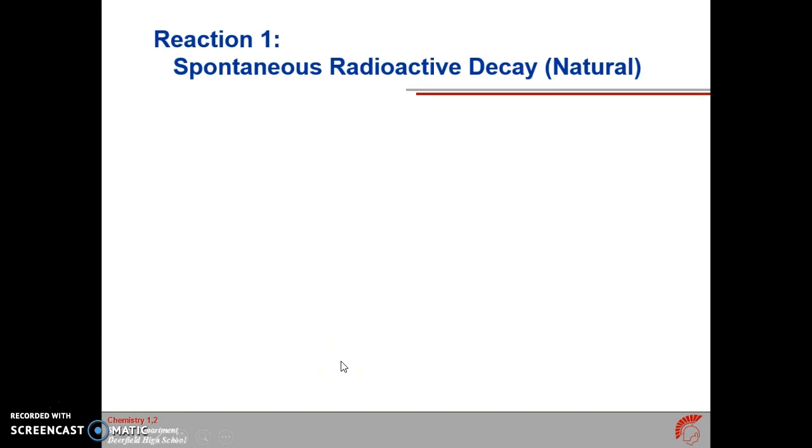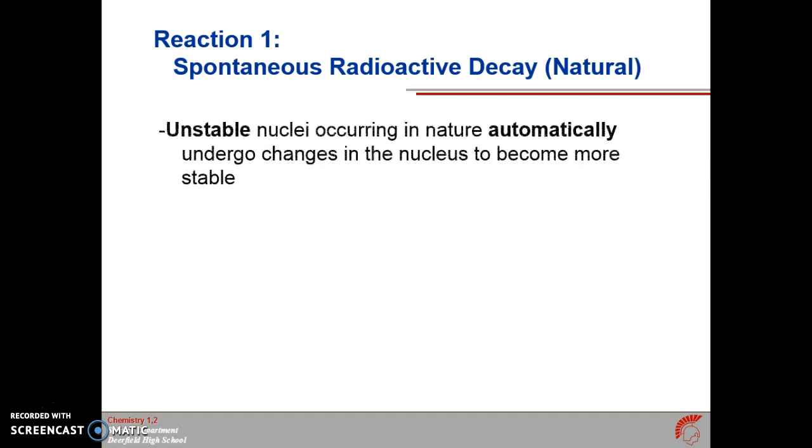Okay, couple different reactions we're going to take a look at. We'll probably get through this first one before we'll have to flip to a new video. So spontaneous radioactive decay is actually a natural process. It's where unstable nuclei that occur naturally will just automatically undergo changes in the nucleus in order to become stable.